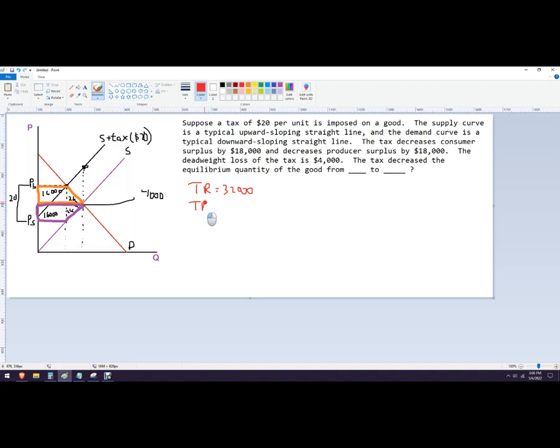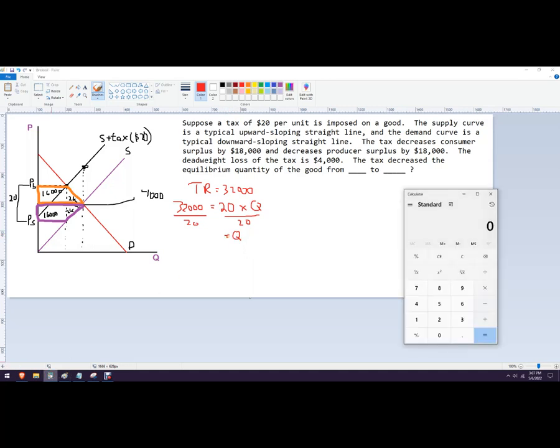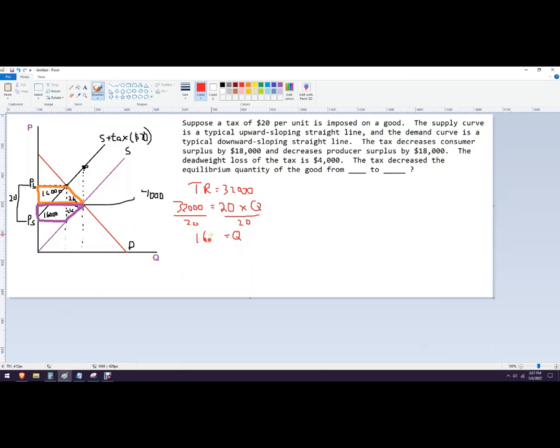And then tax revenue equals the amount of the tax times the quantity. So since I know that tax revenue was 32,000, what I can do is say, okay, 32,000 right here, and then divide both sides by 20. And I got 32,000 divided by 20. Let's just make sure we get it right. 1,600. Okay, so 1,600 is the answer right here. So that's the new quantity.